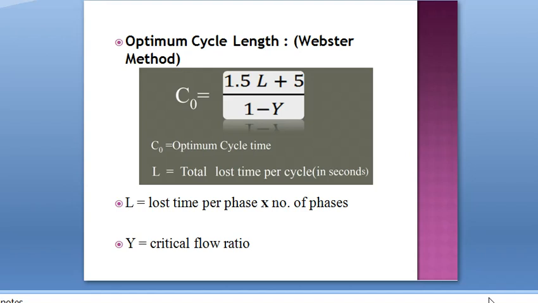Good afternoon, students. In the last lecture, I discussed the Webster method of signal design. Today I'm going to do some problems based on this Webster method.